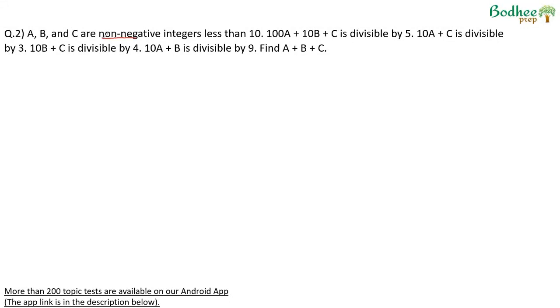A, B, C are non-negative integers. Non-negative integers means they can be 0 or positive integers less than 10. So 0, 1, 2, 3, 4, 5, 6, 7, 8, 9 are the options. 100A plus 10B plus C is divisible by 5. That means C is either 0 or 5. 10A plus C is divisible by 3. So 10A plus C means A plus C, because it will be a 2-digit number which will read AC. A plus C is a multiple of 3, could be 3, 6, 9, 12, 15, etc.